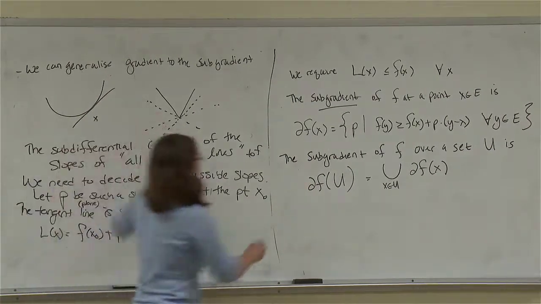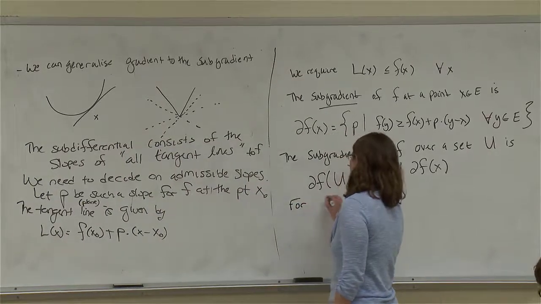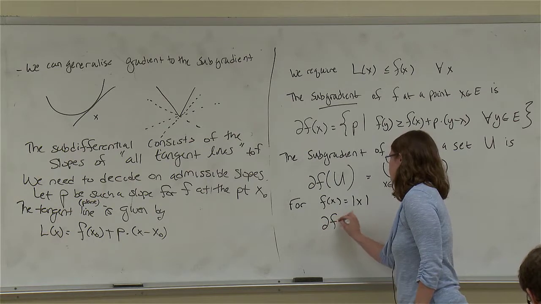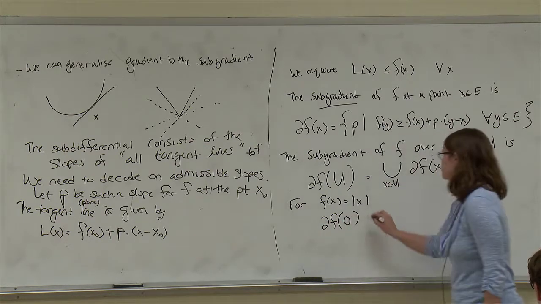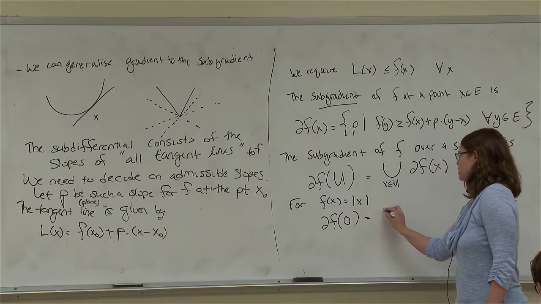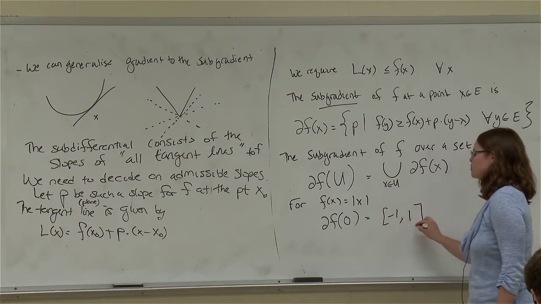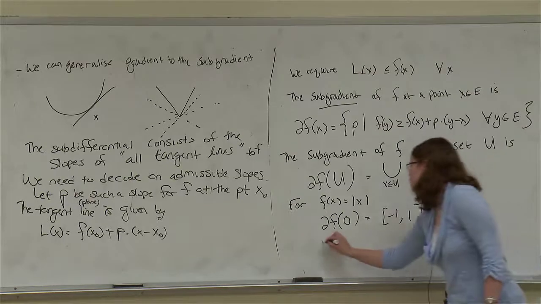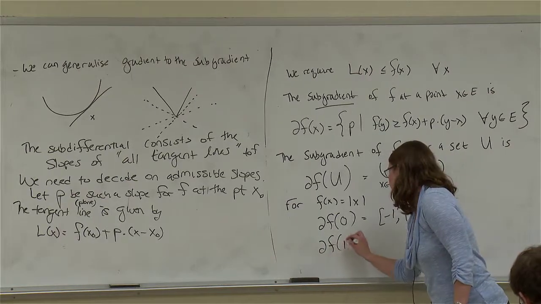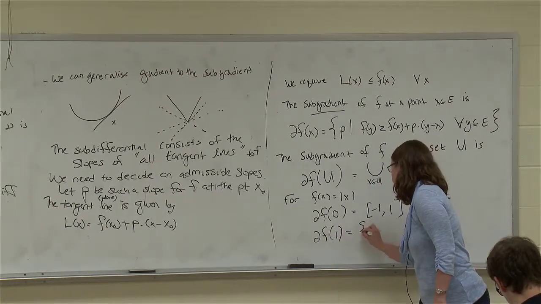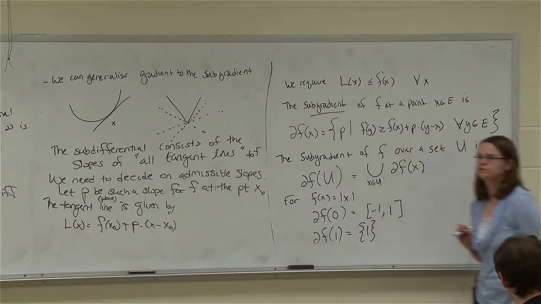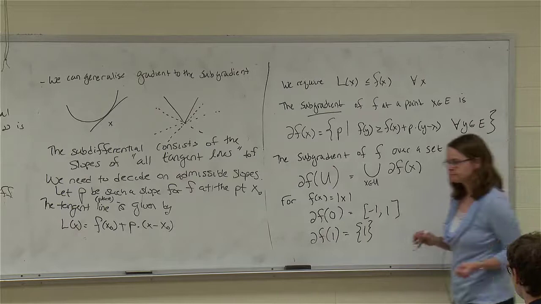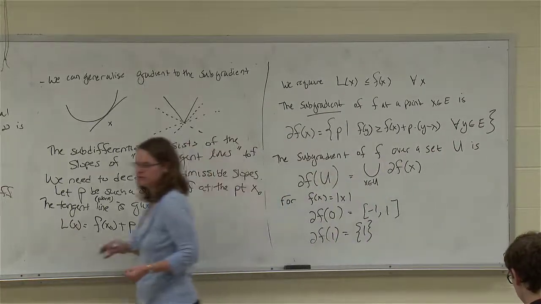Right, so for this simple example here, for f(x) = |x|, the subgradient at 0 is going to consist of, well, the allowed slopes are everything between -1 and 1. Right, so this is a set. The subgradient, say at 1, is just going to be equal to now a singleton, and it matches the value of the derivative. Any questions on that?